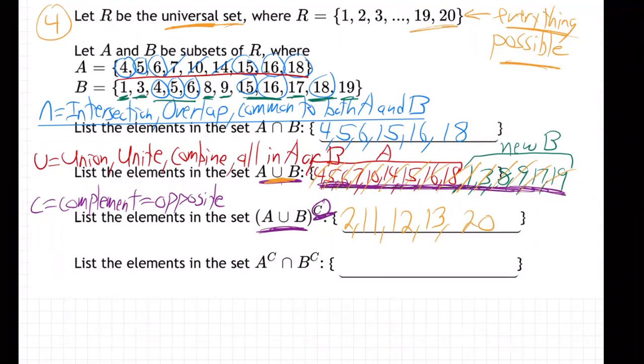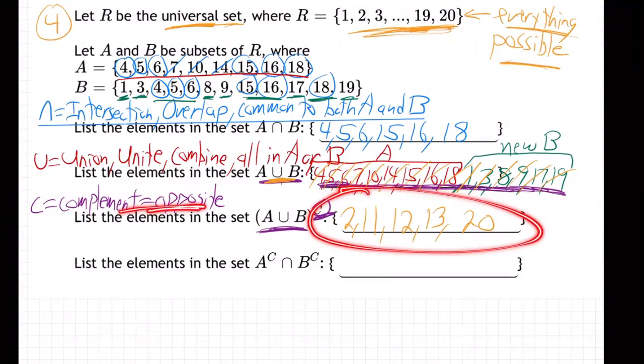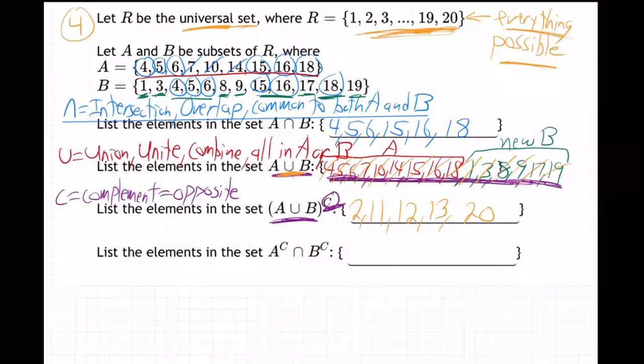Why do I stop at 20? Well, that's the end of the universe on this problem, right? We only go up to 20 because they said that's the whole universe. That's the universal set on this problem. So there is the opposite. That's the opposite of the A union B, this right here. This is the opposite. It's everything not in there. How are we doing? Is that all good?